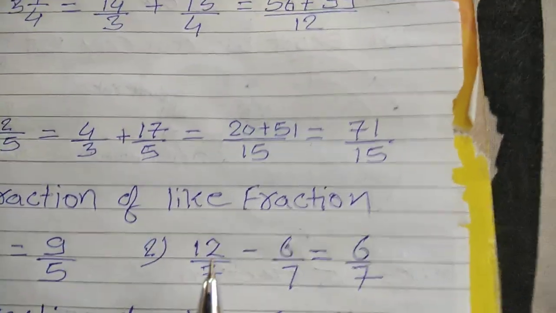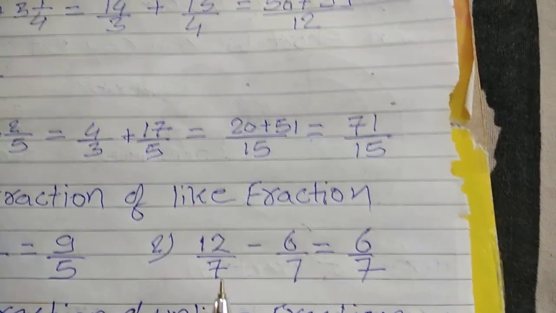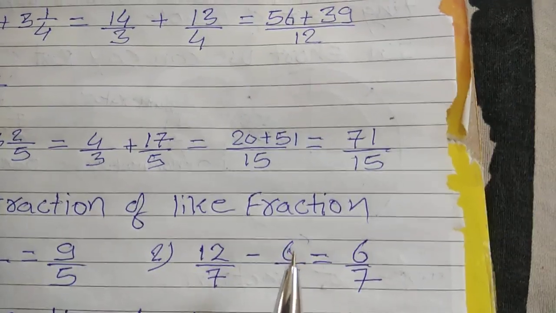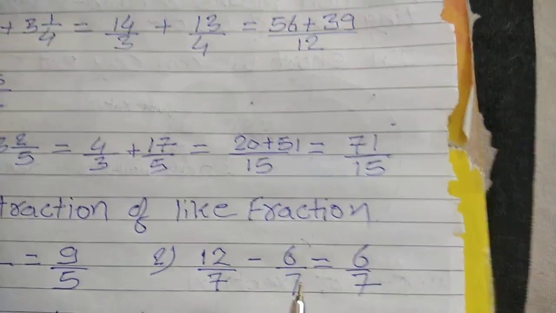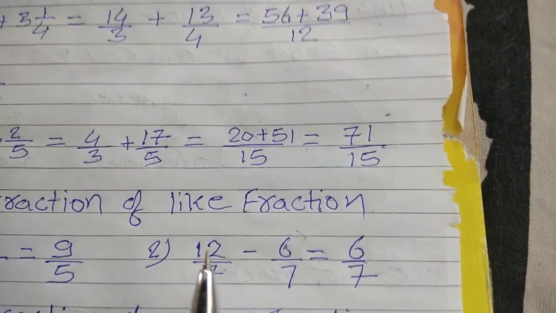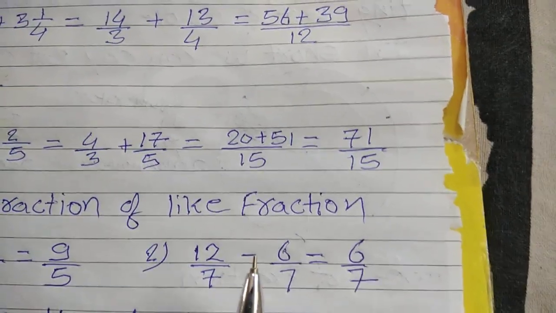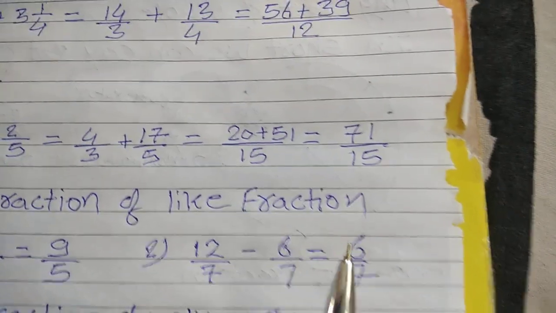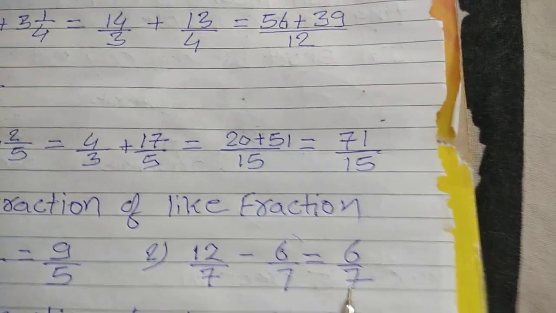Now the second example I have taken here, 12 upon 7 minus 6 upon 7. Both the denominators are the same. So 7 here as it is. You have to only subtract 12 minus 6. That is equal to how much? 6. So the answer is 6 upon 7.